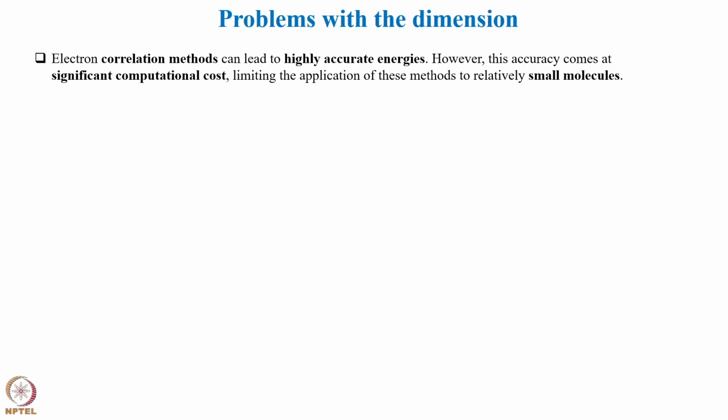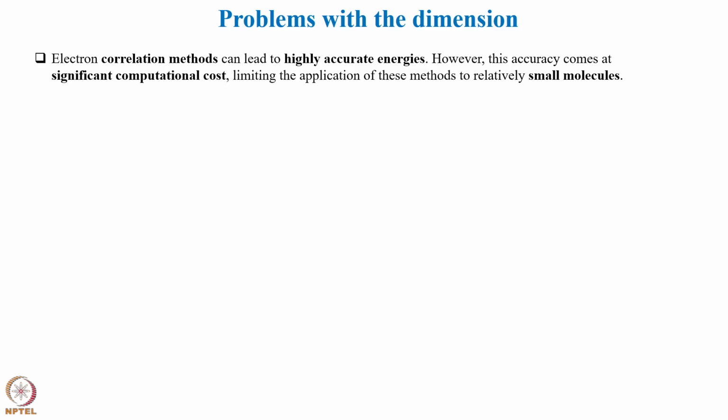Now to start with the basics: what is the problem in the standard wave function based methods? We have seen that electron correlation methods can lead to highly accurate energies. If you are ready to do coupled cluster in a big basis set, you can get within 1 kilocalorie per mole of the experimental result, the so-called chemical accuracy. However, this accuracy comes at a significant computational cost. If you are doing CCSD, it scales as N to the power 6. If you are doing CCSD(T), it goes to N to the power 7.